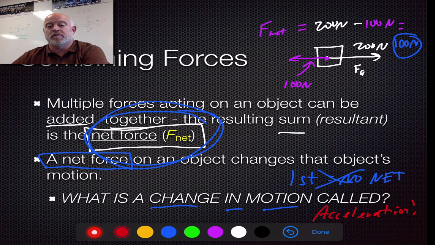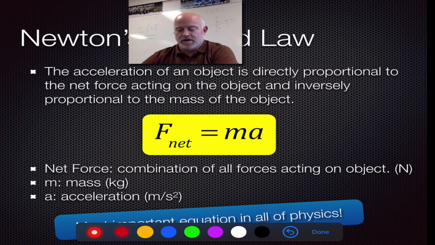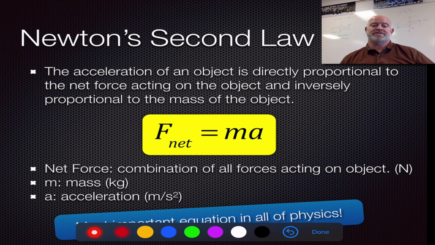Okay. Remember, when we get a change in motion or a change in velocity, that's an acceleration. So what happens is when we have a net force, that means we have an acceleration. If we have an acceleration, we cannot apply the first law of motion, so there has to be something else that determines that. All right? And what determines that is Newton's second law.